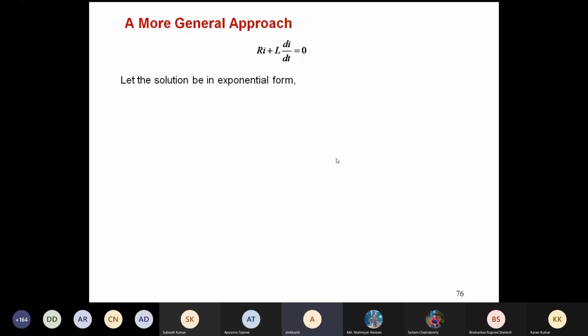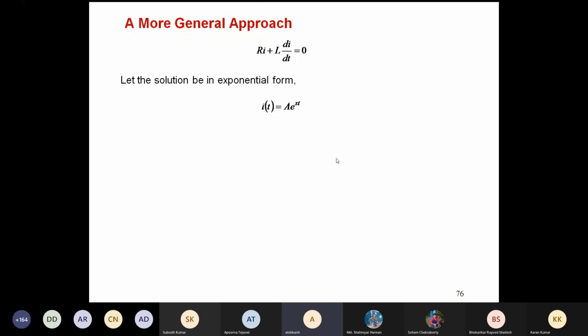We are looking for an expression for i, because we are solving a differential equation and we want to find the value of i, which is obviously going to be a function of t. So let the solution be in the exponential form, i equal to A e to the power st. The objective is to find the value of A, which is a constant, and the value of s in the exponential.